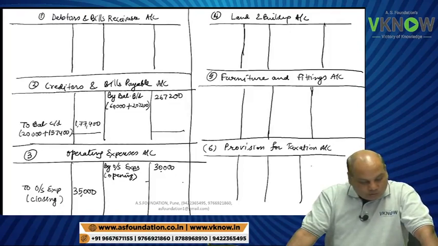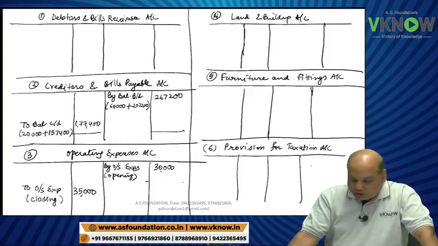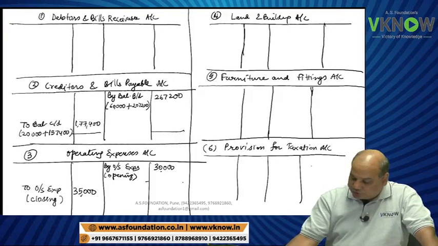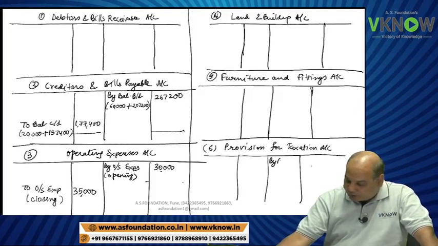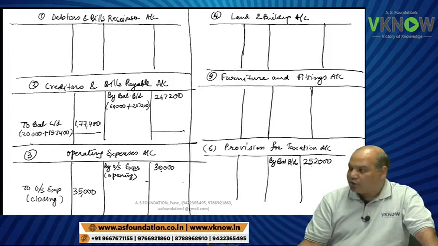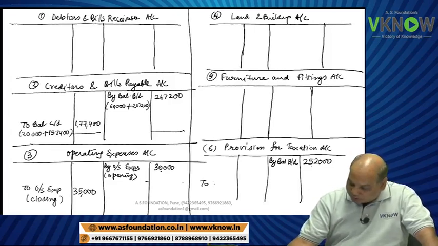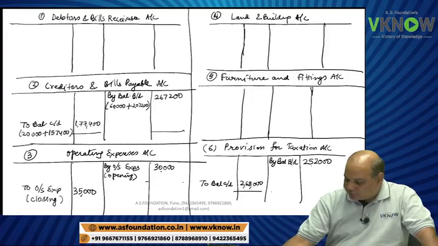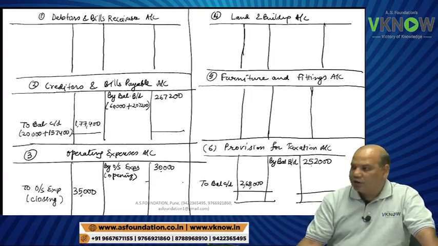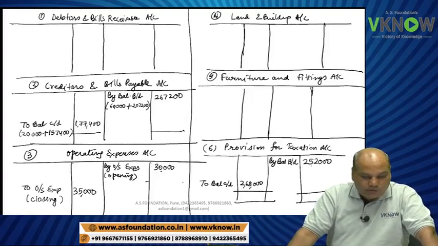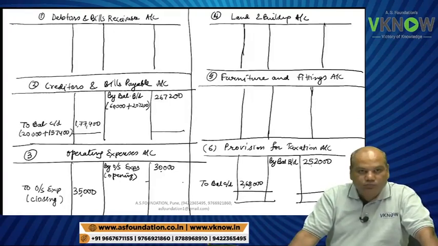Then we'll come to provision for income tax account, working note 6. By balance brought down, provision for income tax, working note 6, credit side 2,52,000 and to balance carried down 2,68,000. 2,68,000 is right.